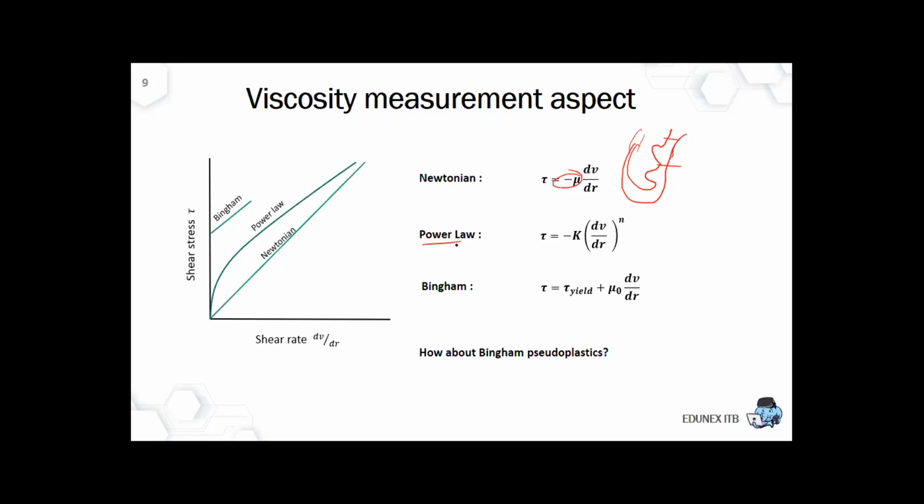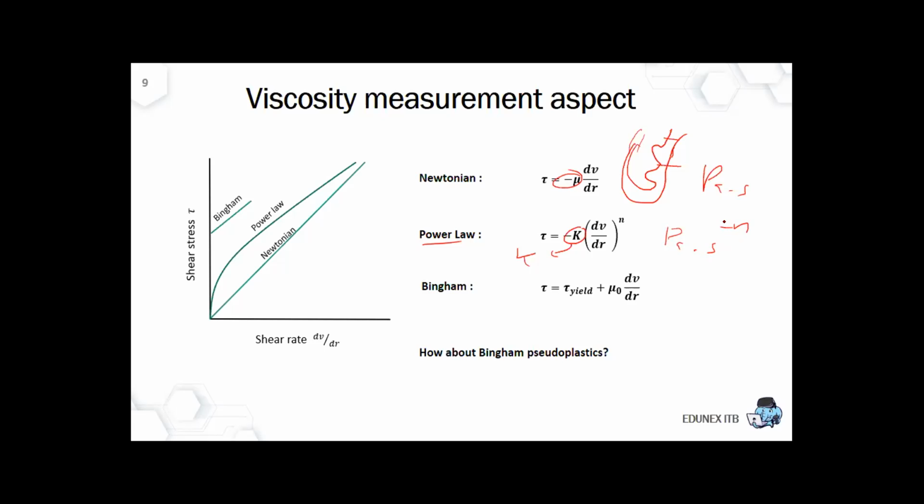But for power law and Bingham, we cannot use that because some external forces must be measured. And for power law, we don't call it viscosity anymore. We call it K. It's not apparent viscosity, but it's like viscosity. The unit is similar to viscosity, but the unit is not the Pascal second. Here we have the Pascal second.